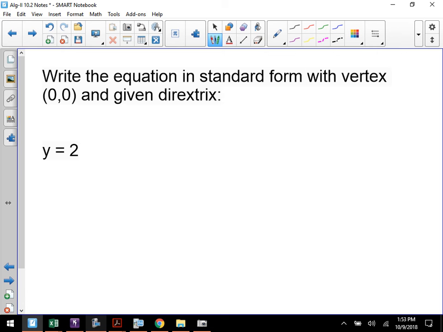Because you know that your vertex is at 0, 0. Y equals 2. Is that a horizontal or a vertical line? Through what number? 2. I should have spelled directrix with a C. I didn't realize I spelled that wrong. So I have a horizontal line through 2.